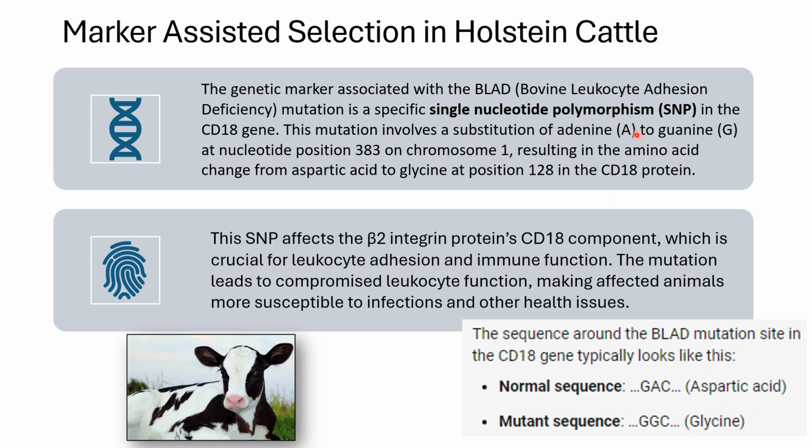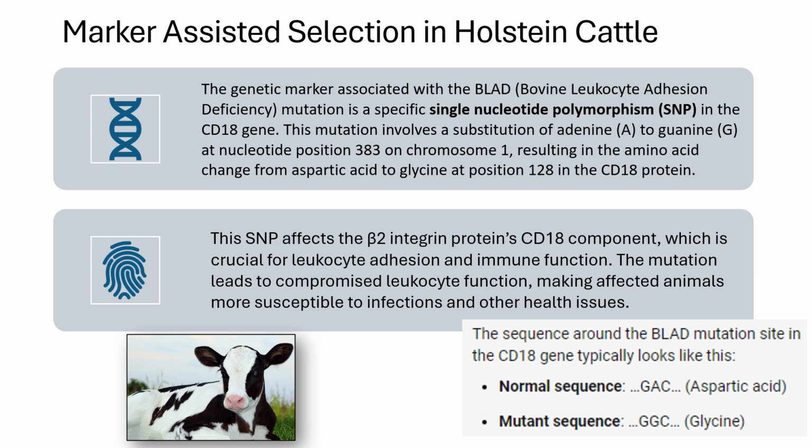And literally, it is one A that was changed to a G at the nucleotide position 383. So if you start at the beginning of the gene and you count bases, at 383 there was supposed to be an A, there's now a G, and it sits on chromosome 1. So this resulted in an amino acid change from aspartic acid to glycine at the position 128. Okay, again, sounds weird, but remember, position 128 is the 128th amino acid, not base. These are the bases, this is the amino acids in the CD18 protein.